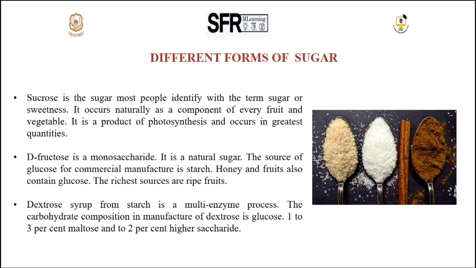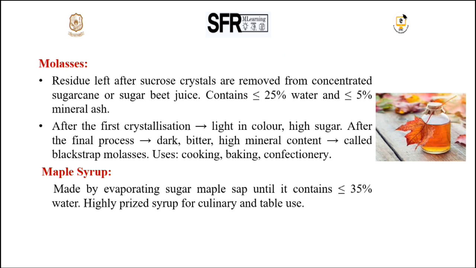So the next one is molasses. We all know that molasses is a byproduct of sugar cane processing. It is the residue after the sugar crystallization process, a concentrated solution which is brown in color, the dark brownish color, and it contains less than or equal to 25% water and less than 5% mineral ash.